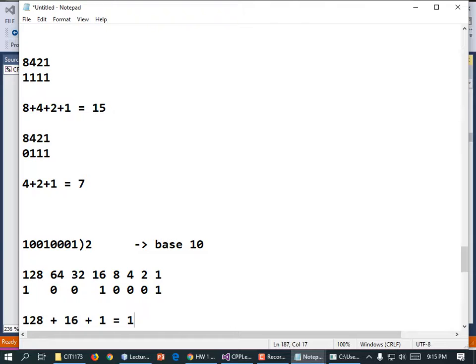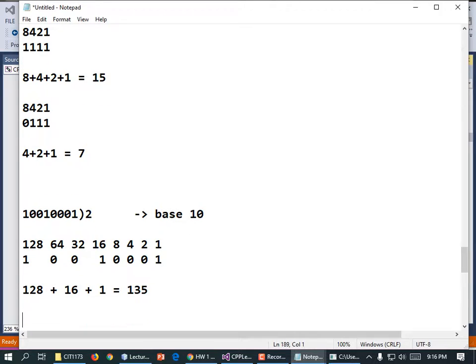Equals, is that 135, I think, maybe? Alrighty. What if you had to go backwards? I'm never going to ask you to convert a base 10 number to base 2, because the process by which you do it is a little algorithm that you can follow.